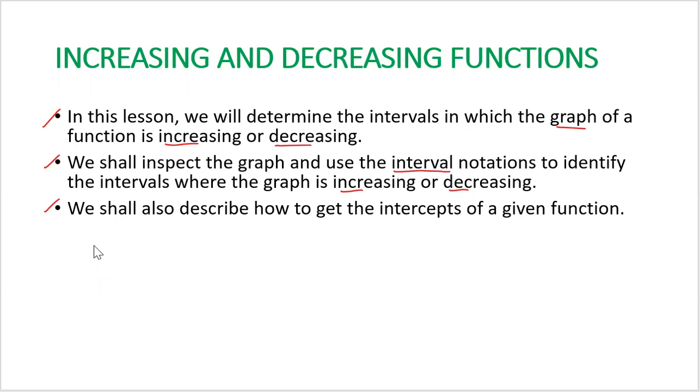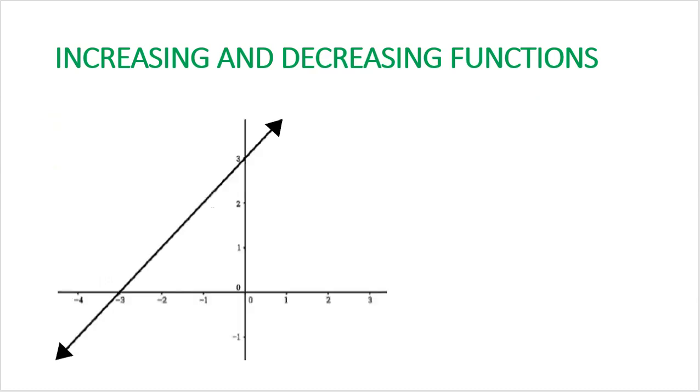of a given function. So for increasing and decreasing functions, let us start with the following example. Let us consider the graph of this function. So this graph is a line. So we shall inspect the graph from left to right, and we have to look at the values along the x-axis. So the leftmost part of the x-axis is negative infinity, while the rightmost part is positive infinity, since this axis is extending indefinitely to both the left side and the right side.